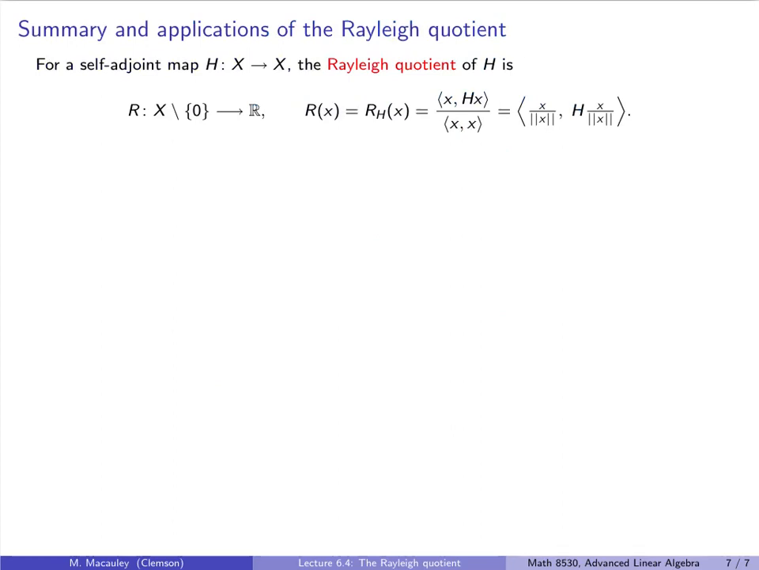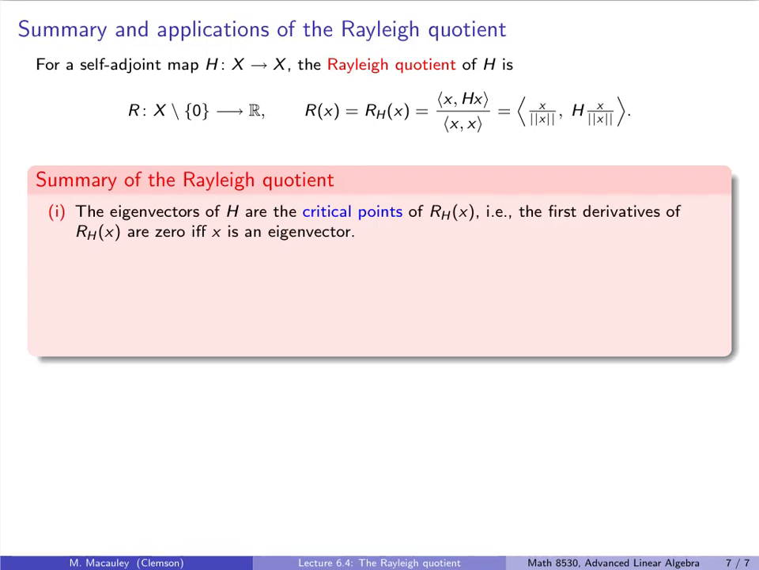Let's conclude this lecture with a quick summary and a word about applications of the Rayleigh quotient. So for a self-adjoint map H, the Rayleigh quotient is defined on all non-zero vectors, and it's the inner product of x with Hx divided by the inner product of x with x. I like to think of this as taking your vector x, normalizing it, scaling it down or up so it's on the unit sphere, and then you apply H to that vector. So this is the normalized version of x, this is H times the normalized version of x, and you project that image onto the original direction, and that length is the Rayleigh quotient.